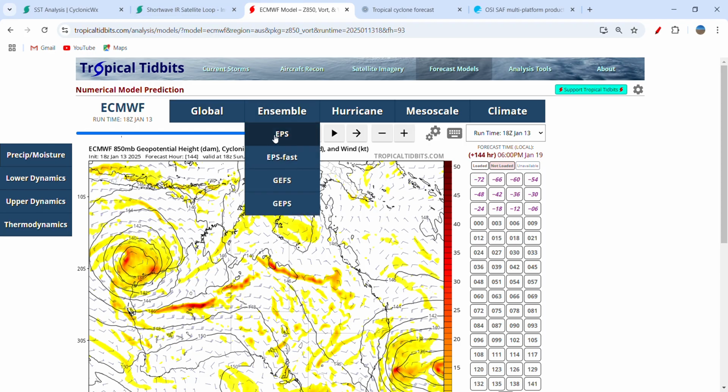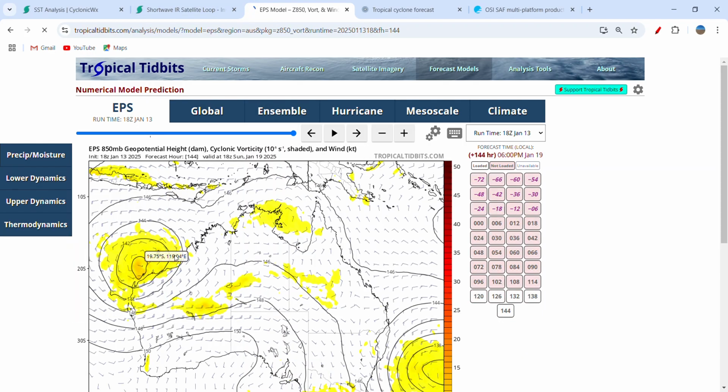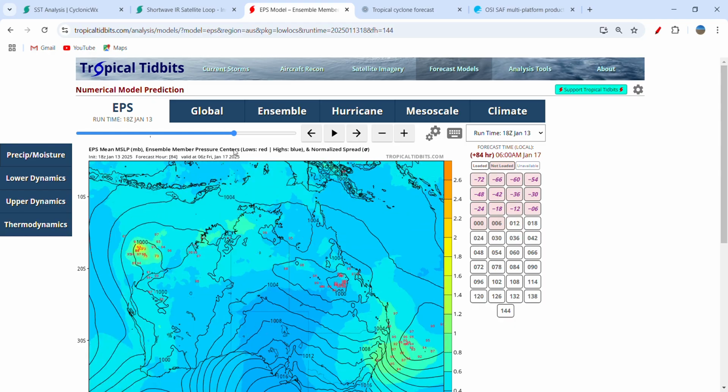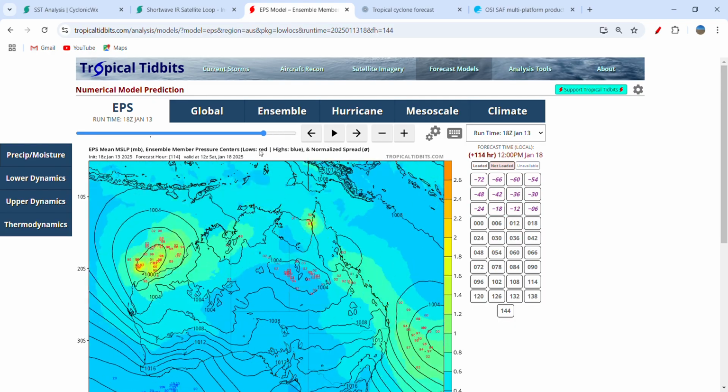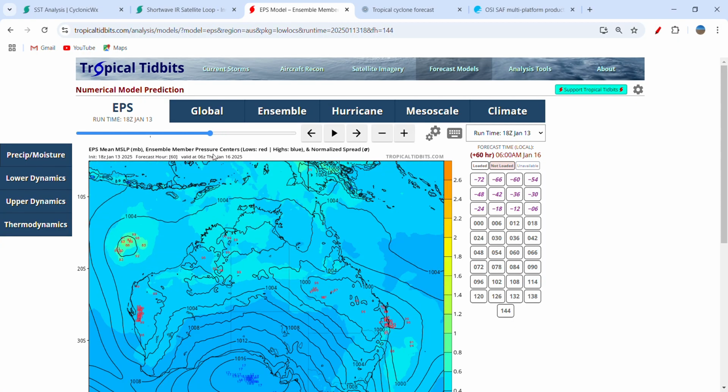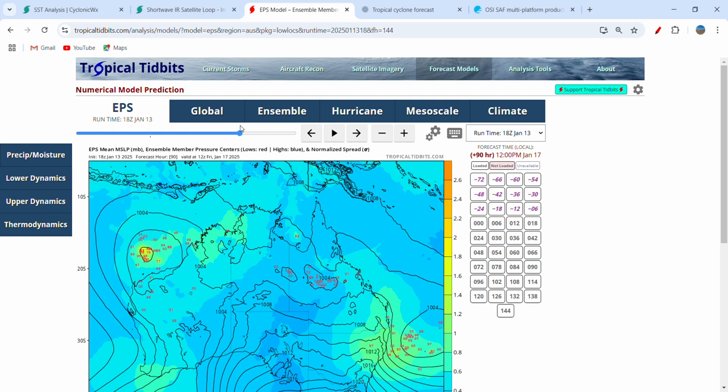We do see, again, let's look at the ensemble members here. A very large amount of them do intensify the system quite a lot. So potentially, what the ensemble members may be suggesting is that the monsoon trough interaction may not have as big of an effect as what is shown on the deterministic.